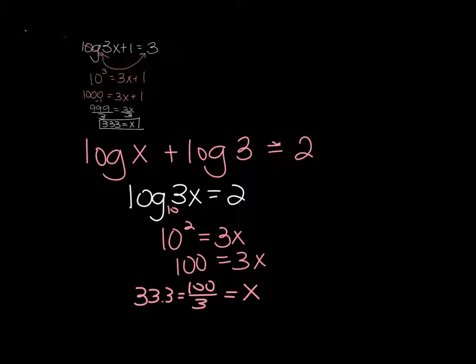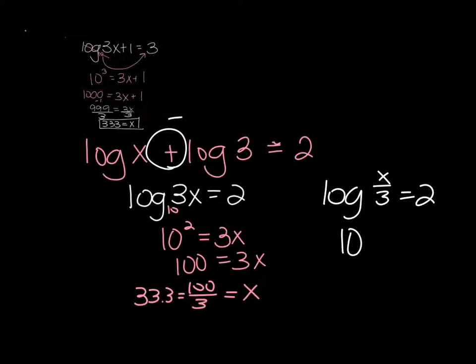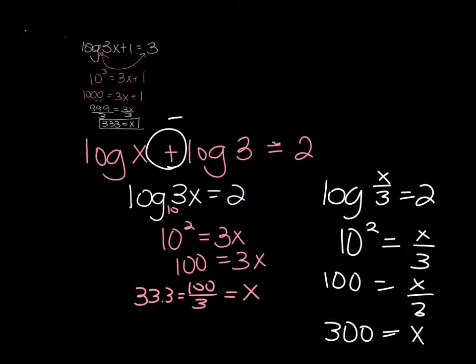Ian? What you wrote in white could have been a minus instead of a plus. And so you would have done what there? When I condense it, what happens if it's a minus? Then you would divide. Good. So I could have gotten log of x over 3 equals 2. Same thing, 10 to the second would equal x over 3. 100 would equal x over 3. And x would equal 300. So you can have a minus, you can have a plus, just make sure you know how to condense it. You've got to get it down to 1 log before you can get into exponential notation.